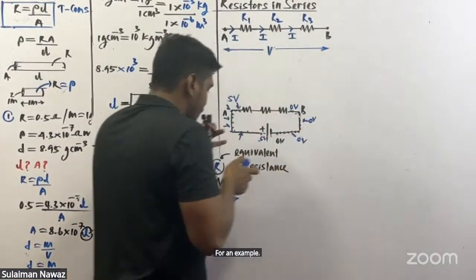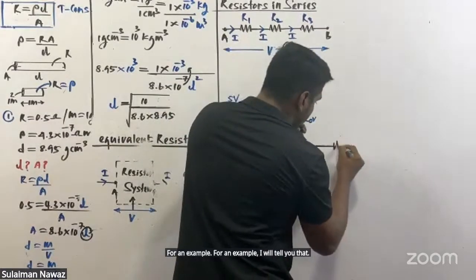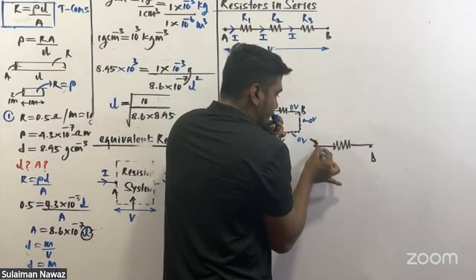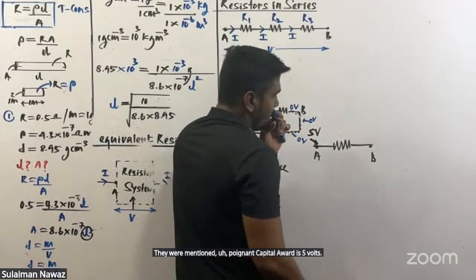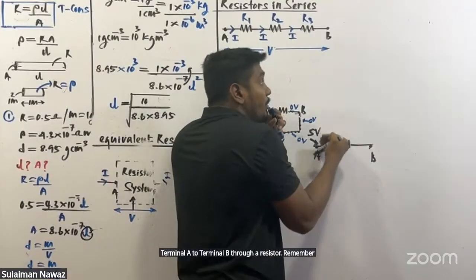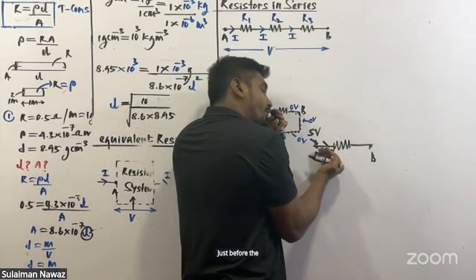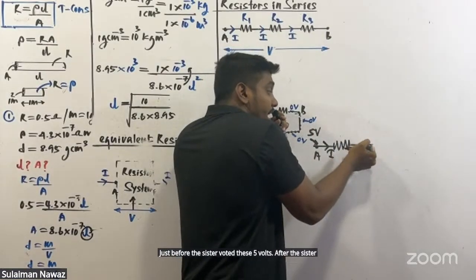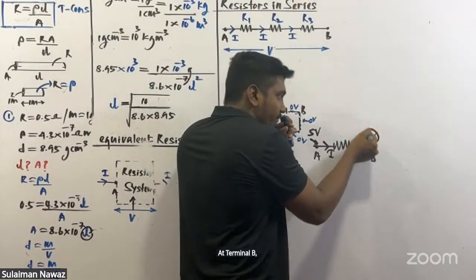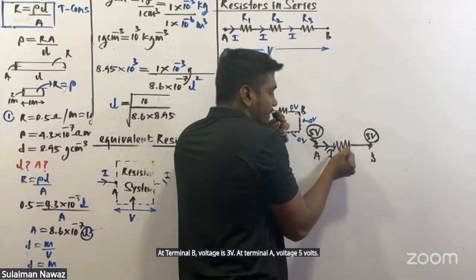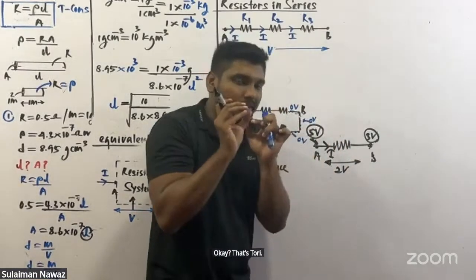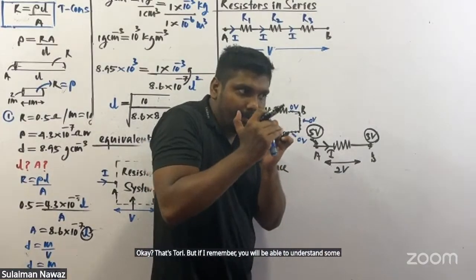For example, consider two terminals, point A and point B. Point A voltage is 5 volts. When the current passes from terminal A to terminal B through a resistor, there is a voltage reduction. Just before the resistor, voltage is 5 volts. After the resistor, voltage must be less than 5 volts. For example, at terminal B voltage is 3 volts, at terminal A 5 volts. The voltage difference across the resistor is 2 volts. Roughly remember this, then you will be able to understand some theories in upcoming sections.